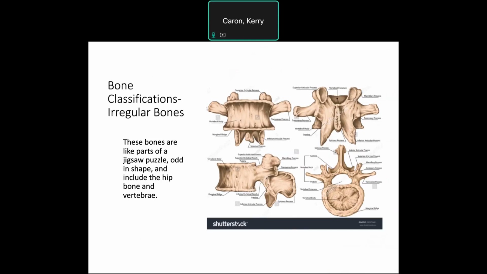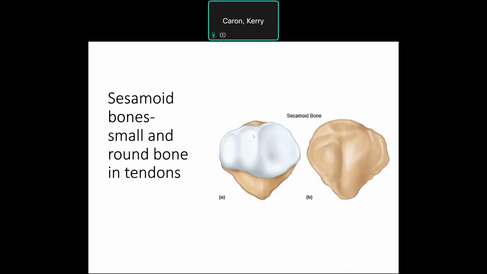Okay. And then our irregular shape bones. These look more like a jigsaw puzzle. They might be odd in shape, our hip bone, our vertebrae, really interesting shape. The sesamoid bones are small and round, and they're found near tendons.